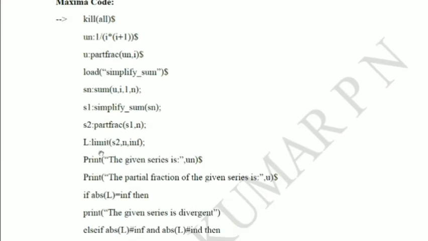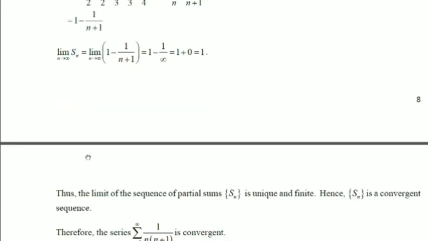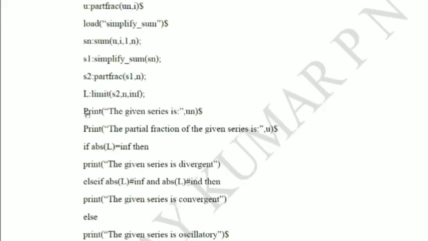Now after this, we'll apply the limit. We will calculate this limit as n tends to infinity of Sn. So we are storing the answer in L. The limit of this Sn is stored in S2 right now after doing all these simplifications. So limit of S2, and the variable is n going up to infinity. We want to display this, so we have used a semicolon. Then write this small p, and this one is also small p. We should not use capital letters. Maxima will not understand it.